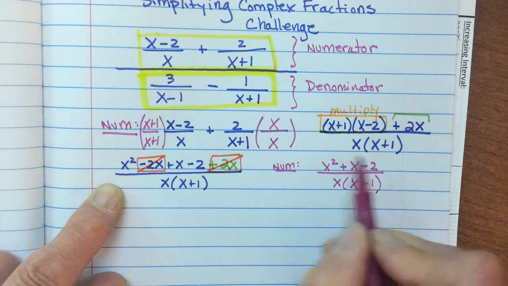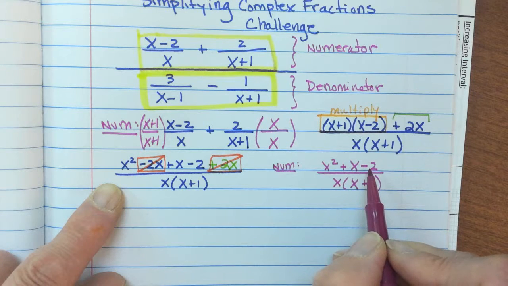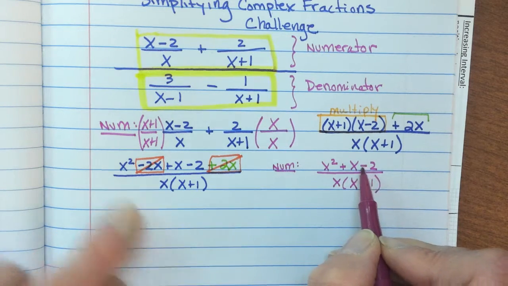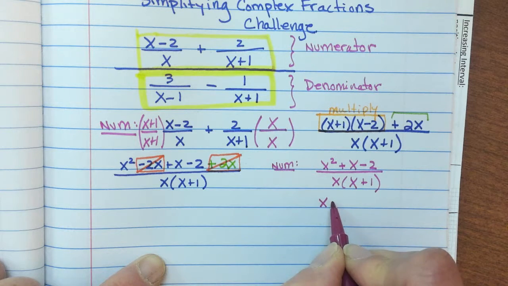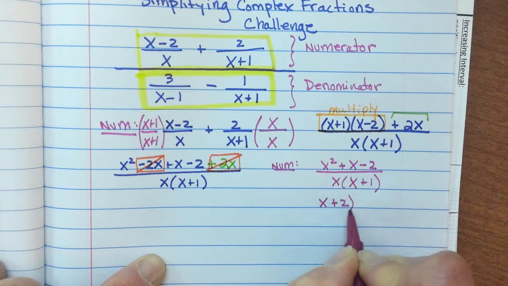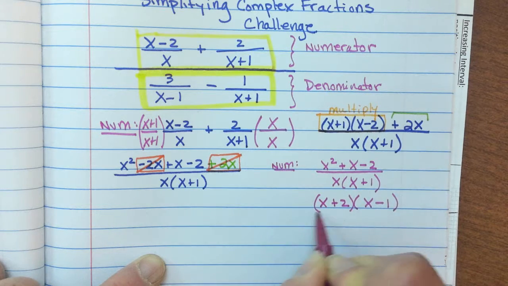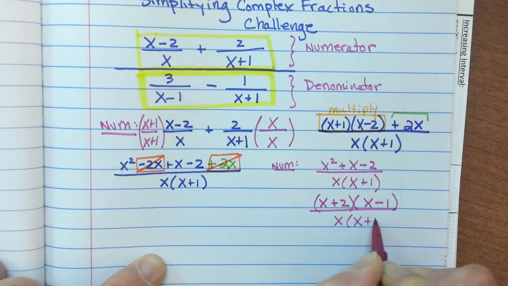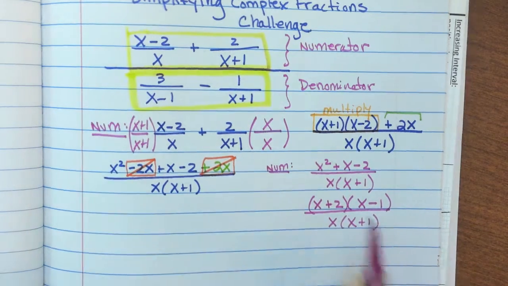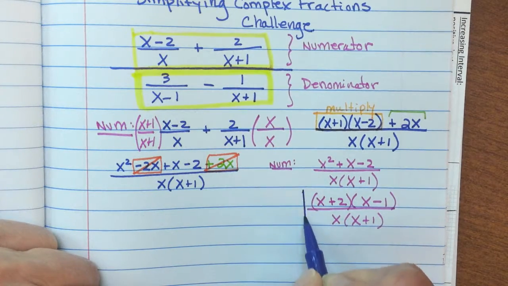So now that I'm looking at my numerator, I'm asking myself, oh, can I factor that? And the answer is yes, I can factor this. So this numerator is going to be x plus 2 times x minus 1, and then that's going to be x times x plus 1. And I'm going to show you why. I haven't worked this problem out, but I'm hoping that something is going to cancel out. So this here is now my new numerator.